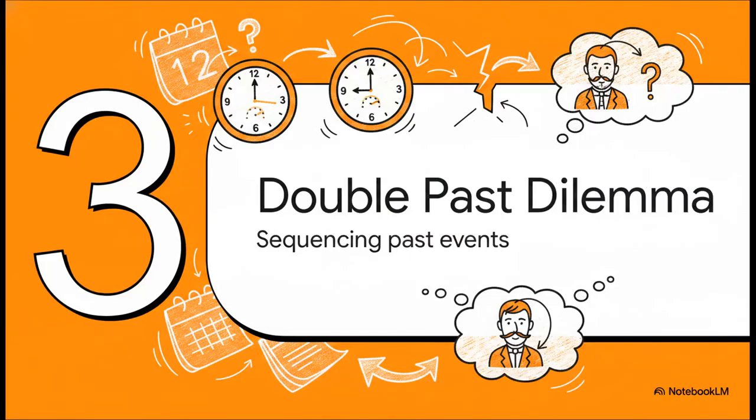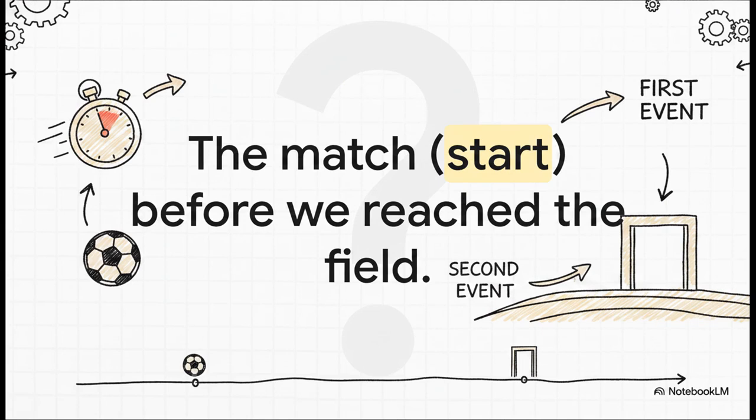Which brings us to part 3, the double past dilemma. Now, this is a major stumbling block that catches out thousands of students every single year. It happens when the examiner gives you 2 events that both happened in the past and challenges you to properly sequence them. Check out this prompt from 1998, "The match blank before we reach the field," using the verb start. Both of these things, the match starting and us reaching the field, are already completely over. They're in the past. But your job is to figure out which action physically happened first.